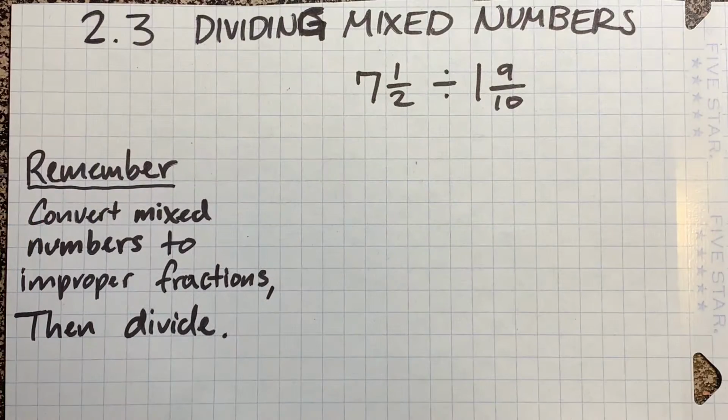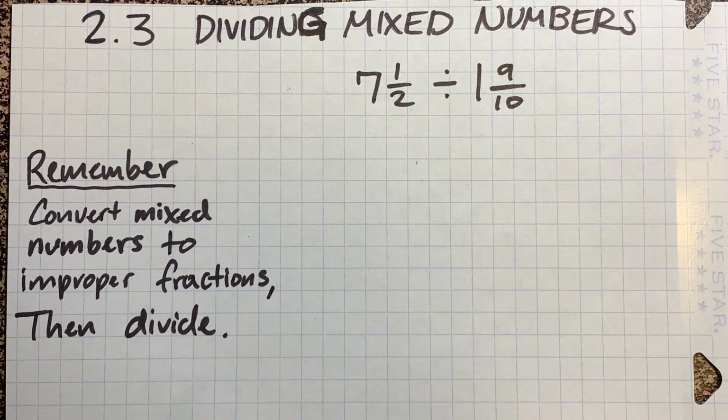All right, welcome to my video about dividing mixed numbers with lesson 2.3. Just a reminder that when we divide mixed numbers, you have to convert the mixed numbers to improper fractions and then divide. All right, so let's look at our problem. We have 7 1/2 divided by 1 9/10.